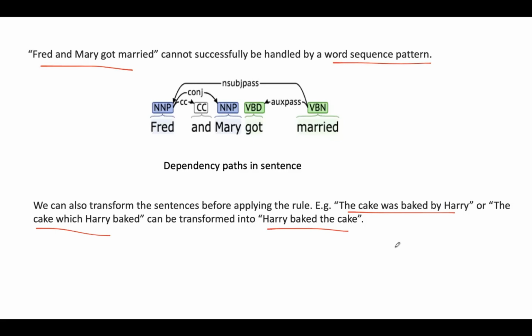And after transformation, again, here we are changing the order to work with our linear rule. So we are removing redundant modifying words in between. Here we are removing words like "was" or "by". Here it is "which". In this way, we are changing the order.